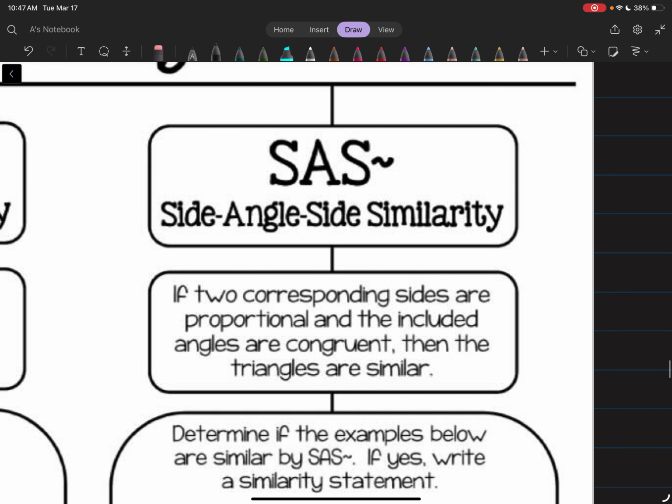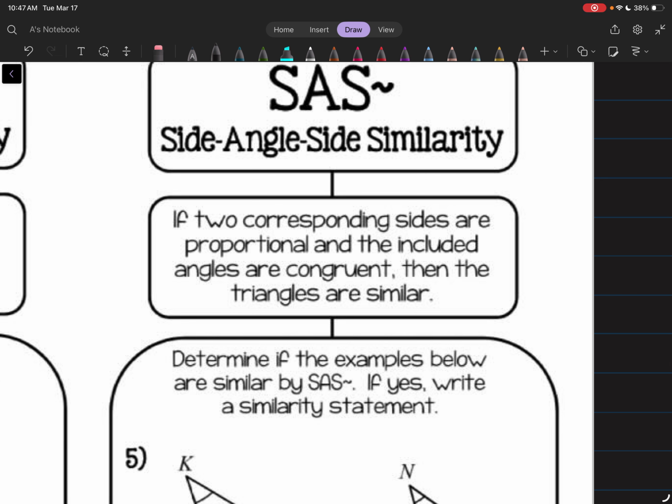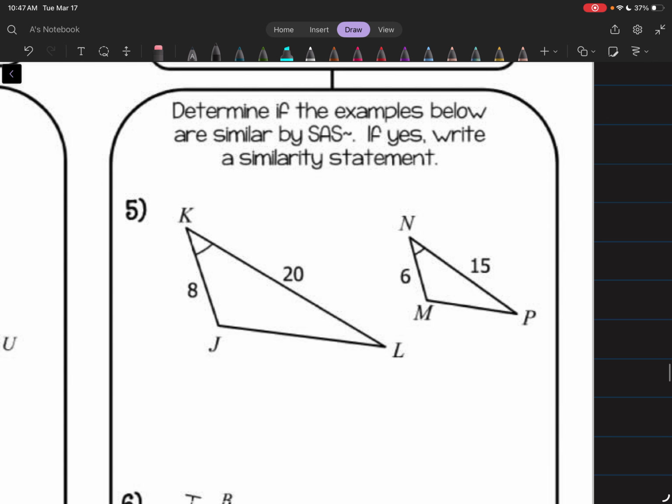All right, side, angle, side. If two corresponding sides are proportional and the angles are congruent, then the triangles are similar. I have to have a side, then the angle, then the side. Number 5 is 8, then the angle, and then 20. Then I have 6, the angle, and 15.